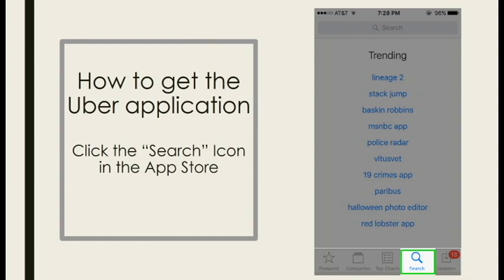If the screen on your phone does not look like the screen that is shown on the right hand side of this PowerPoint, then you just need to go ahead and click on the search button at the bottom of your screen. We have it highlighted here. Go ahead and click on that and it will bring you to the correct screen.